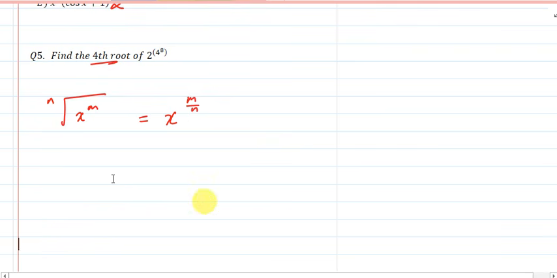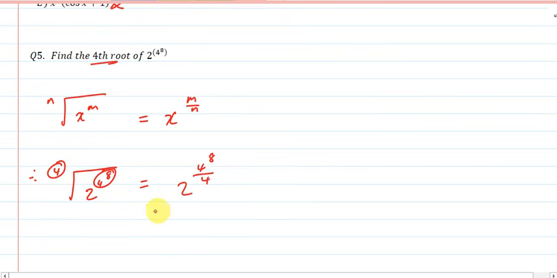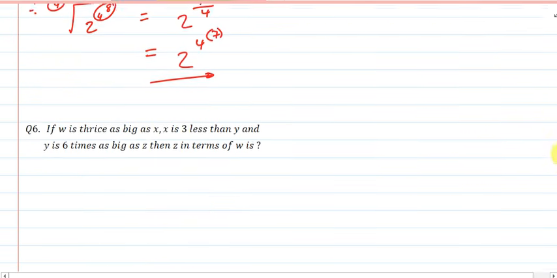So therefore we got the fourth root of 2 to the power 4 to the power 8. So all we can say is just 2 4 to the power 8, and we're dividing it by 4, inside over outside divided by 4. So 4 to the power 8 divided by 4 is just 4 to the power 7. So 2 to the power 4 to the power 7, like that, right? And you will select the correct option, whichever one is suitable.